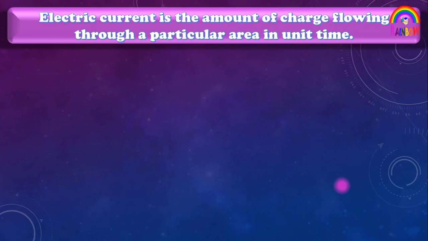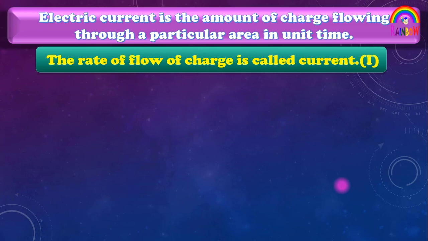Electric current. Electric current is expressed by the amount of charge flowing through a particular area in unit time. In other words, it is the rate of flow of electric charges. It is denoted by the letter I.